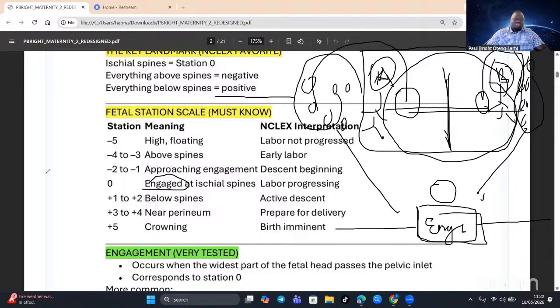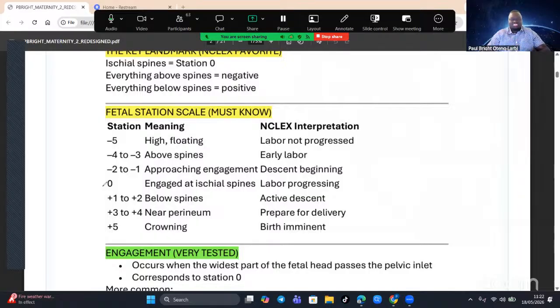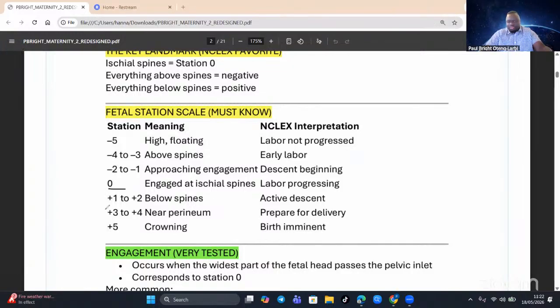So the midwives among us, please always talk to your patients. It's very important. As it is progressing now, engagement is going to the positive. I like it. What the pregnant woman likes more is the +5, the crowning. It means delivery is imminent.